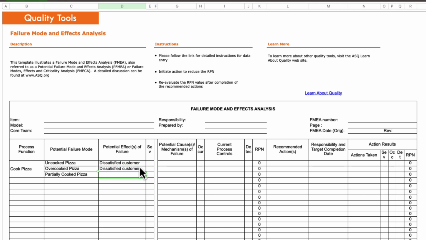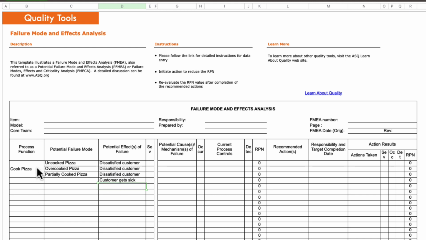Now, when we get down to partially cooked pizza, this might be a problem. The effect could be a couple of things. One, maybe it's a dissatisfied customer. But they could also get sick. Let's suppose, for example, this might not happen, but I just want to throw it out there so we can get some good range in here and have some variability in our answers for potential failure modes, and we can look at RPNs and have some variety here. So if we think about a partially cooked pizza, we have a dissatisfied customer, but they could also get sick. That is a potential problem if they eat some bad meat or something. Customer gets sick.